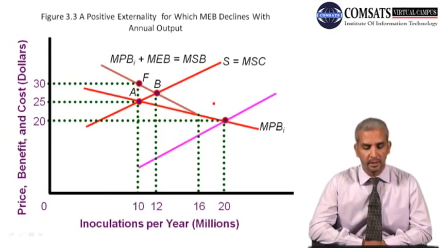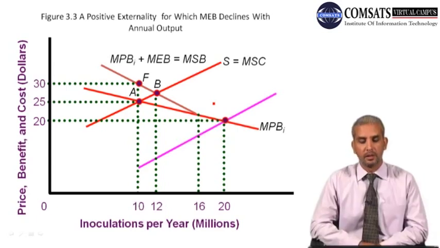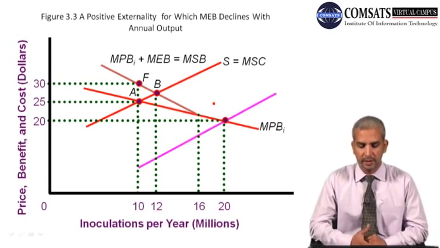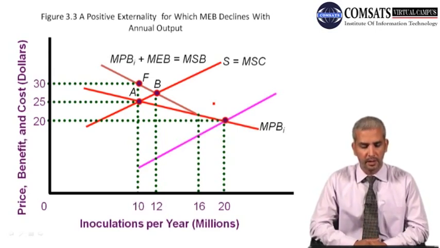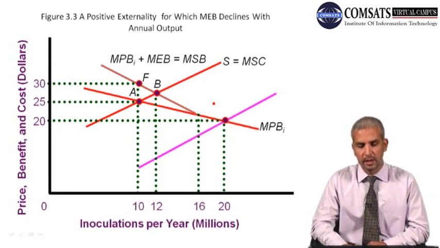In this case, marginal external benefit would be zero, and marginal private benefit would be equal to marginal social benefit. So we have concluded that market efficiency can be increased if we charge the price of 20 and increase the supply of the product to 20 million injections.